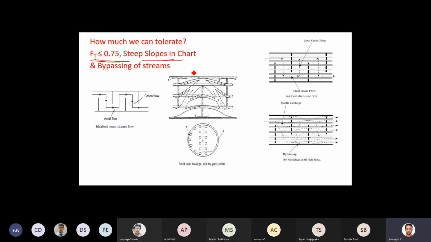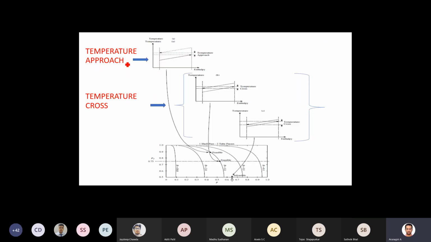So this is the reason bypassing of streams would be the reason for FT, because in these cases the temperature approach or temperature cross is possible. Okay, so this is your LMTD correction factor chart for 1-2 process. So here we have different cases. If the approach is very close, your heat transfer area will increase. What does that mean? Your temperature drop will come down.